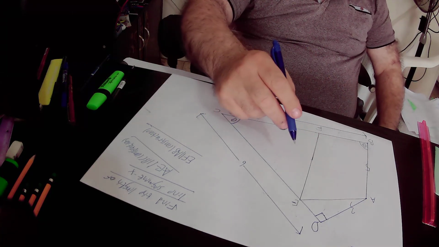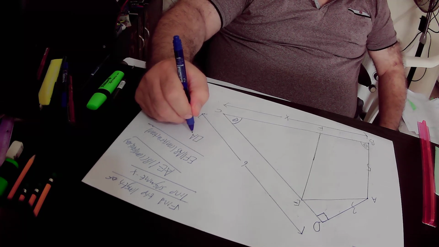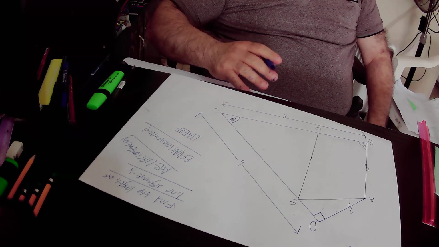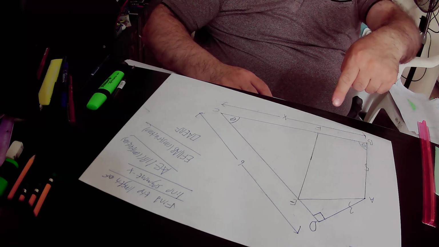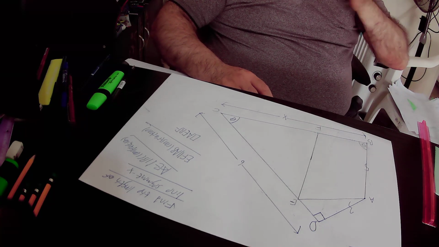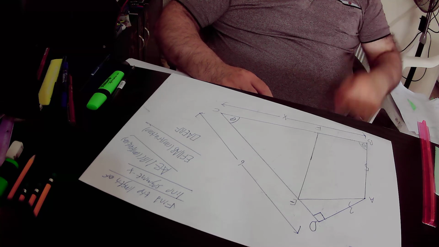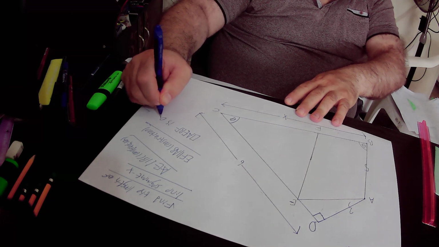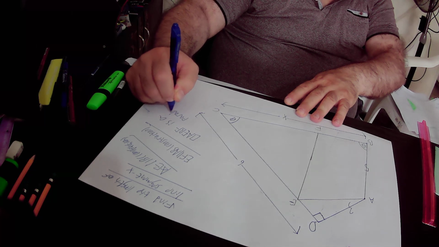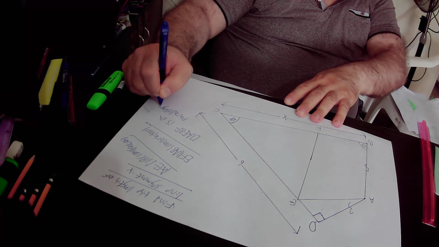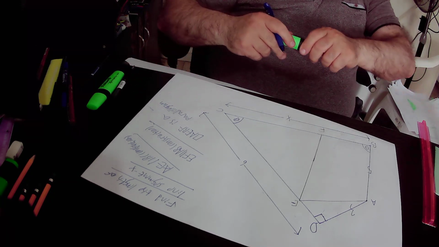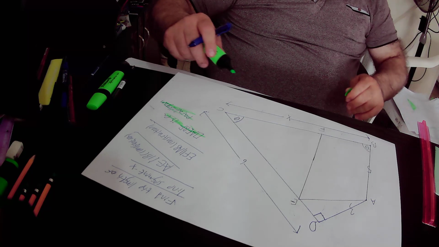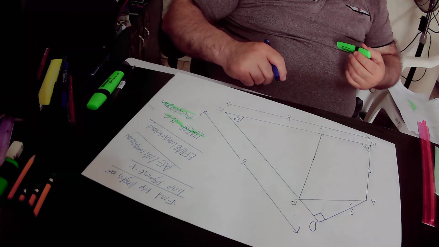So in quadrilateral AEBF, we have two couples of lines that are parallel to each other. AE is parallel to BF and AB is parallel to EF. And this is exactly the definition of a parallelogram. Therefore, quadrilateral AEBF is a parallelogram. Any quadrilateral that has two couples of sides that are parallel to each other is defined as a parallelogram.